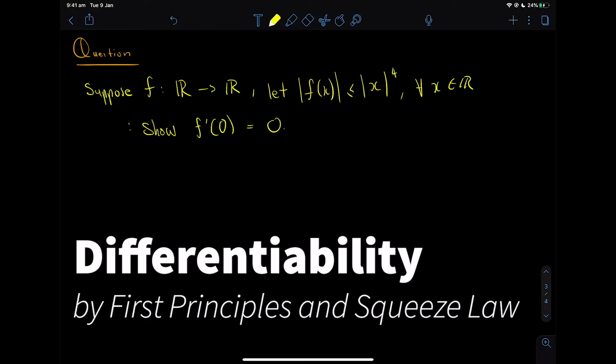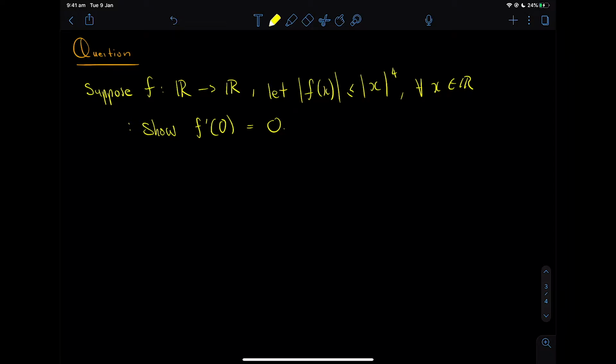Okay, suppose f maps from R to R. Let the absolute value of f of x be less than or equal to the absolute value of x to the 4 for all values of x in R. And we're required to show that f dash of 0 is equal to 0. So how are we going to go about this?